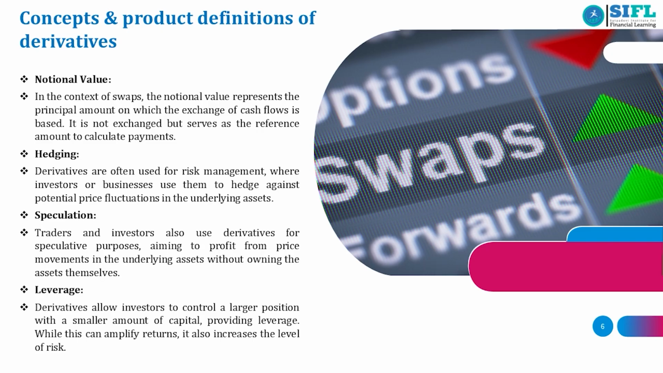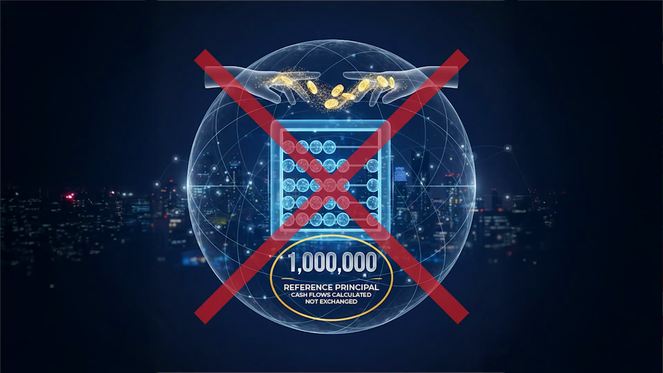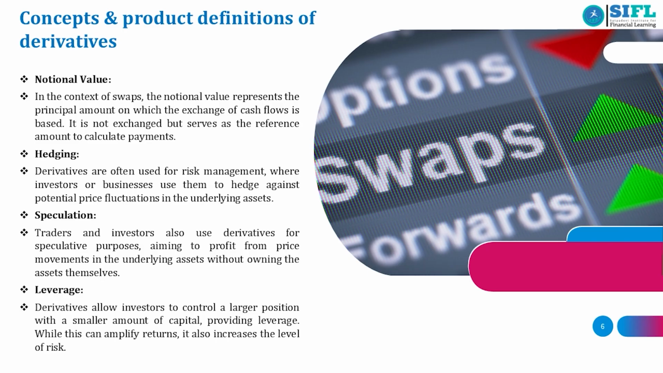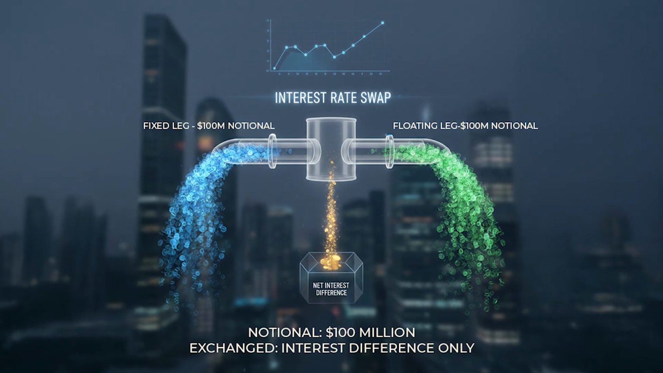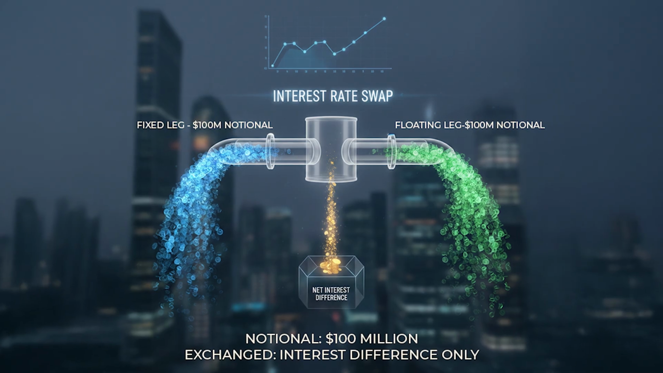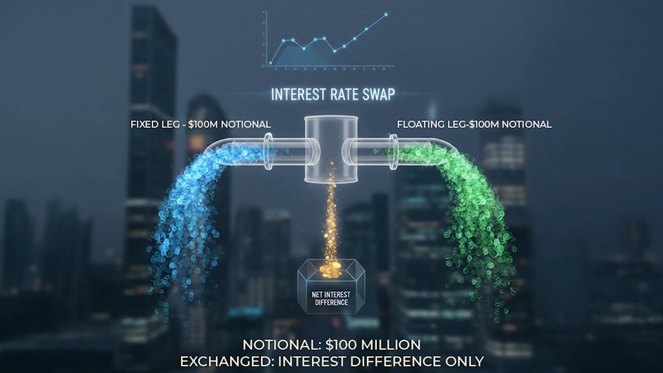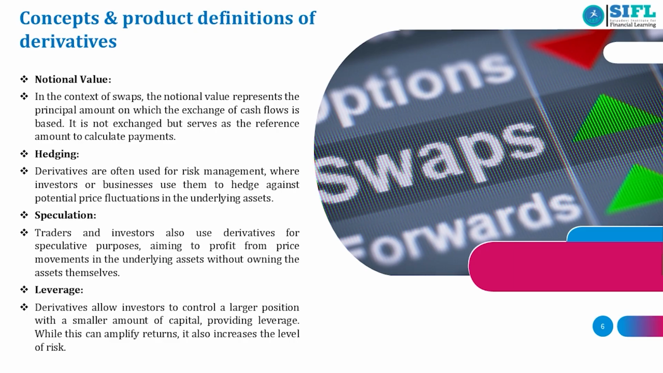Continuing with the core concepts of derivatives, let's look and understand some additional definitions. First, the notional value. In swaps and similar contracts, the notional value is the reference amount on which the exchanged cash flows are calculated. Importantly, this amount is not actually exchanged between parties, it's only used to determine payments. For example, in an interest rate swap, the notional might be $100 million, but only the difference in the interest streams is exchanged.